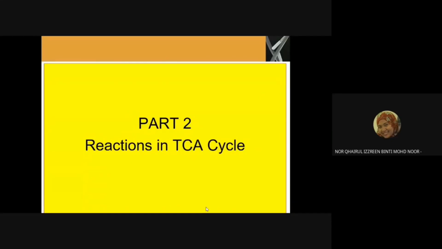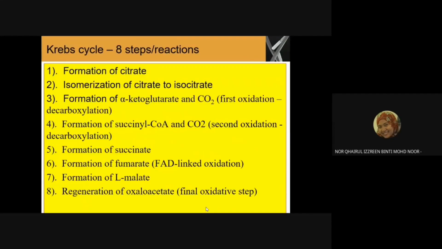Part 2 is reactions in the TCA cycle. The Krebs cycle, or TCA cycle, has 8 steps or 8 reactions. The first step is the formation of citrate. The second step is the isomerization of citrate to isocitrate. Step number 3 is the formation of alpha ketoglutarate and carbon dioxide. This is the first oxidative decarboxylation reaction.